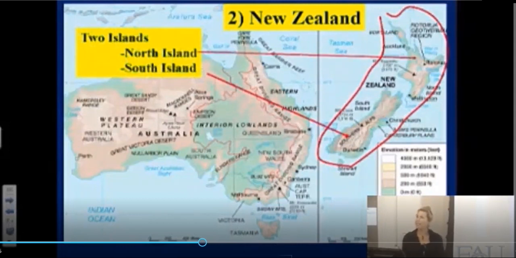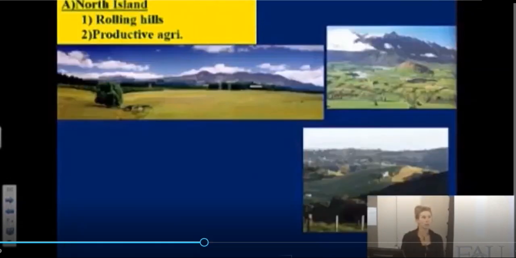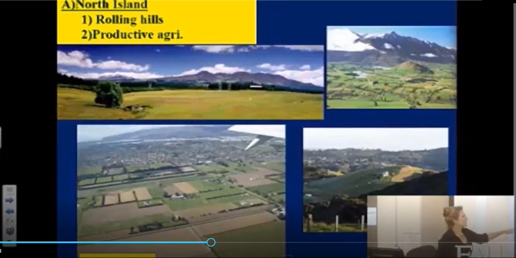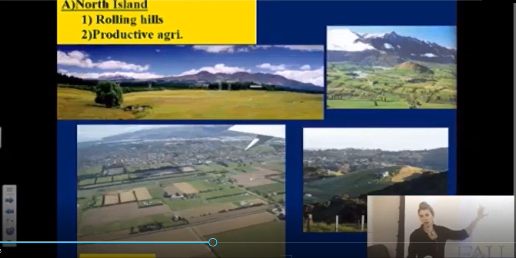Okay, you have the North Island and the South Island. I want to talk about some distinctions between them. Know these. North Island: rolling hills, agriculture. This is my picture because it's got the plane wing in it. So I'm leaving New Zealand, but as you can see with the North Island, you have all of this agriculture.